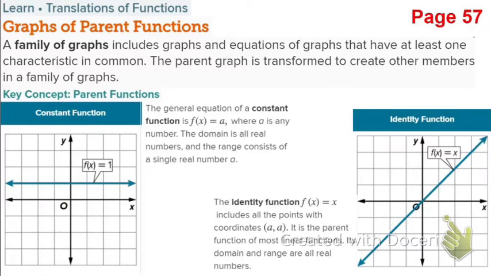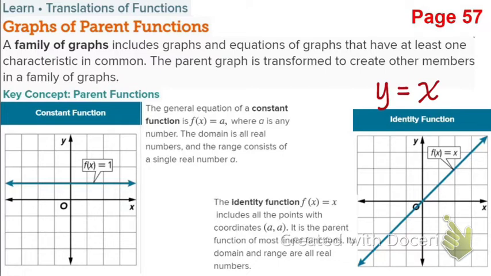This guy over here is my parent linear function. F of x equals x, or I like to write this in slope-intercept form, y equals x. This is my identity function because my input and my output are exactly the same. If I put 1 in for x, then y equals 1. If I put 7 in for x, then y equals 7. My x and my y always match.